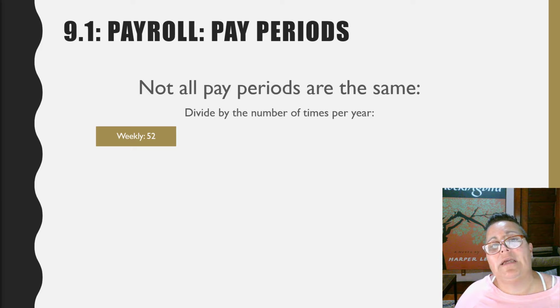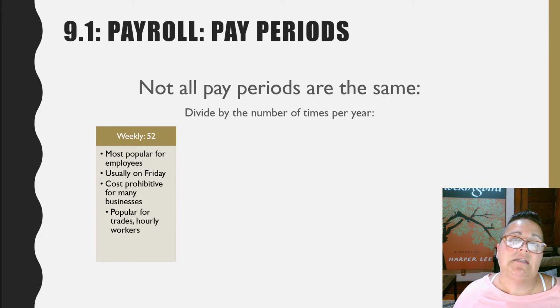The first is a weekly paycheck. This is 52 times in a year. It is the most popular by far and away with employees. They would prefer to have a weekly paycheck. Usually that paycheck comes on Fridays.